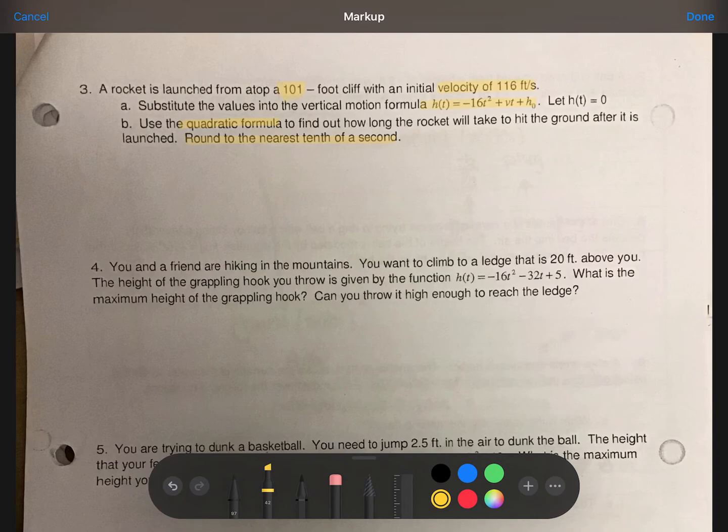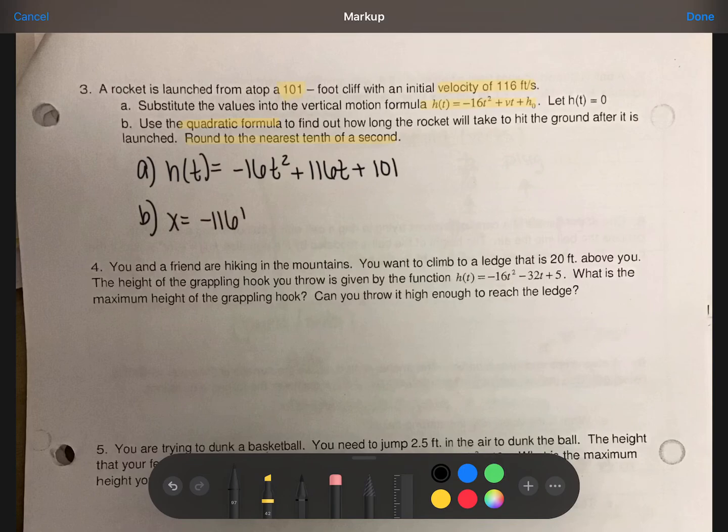So you can pause the video and then unpause the video, and you will have an answer. So part A would be h of t equals negative 16 t squared plus 116 t plus 101. Part B, you would have used the quadratic formula, which is x equals negative b plus or minus the square root of b squared minus 4 times a times c all over 2a.